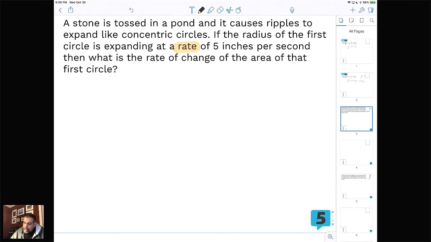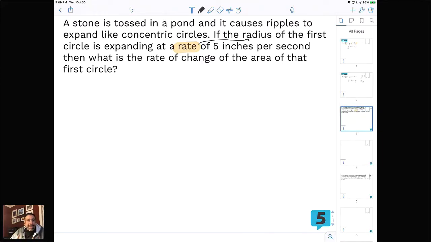In this case, if you look at the sentence, we're saying if the radius of the first circle is expanding at a rate of 5 inches per second. So what's going on here? That's going to the word radius. Okay, so that rate is referring to the radius. And what we have to understand about this problem is there's more than one rate. So the first one belongs to the radius.